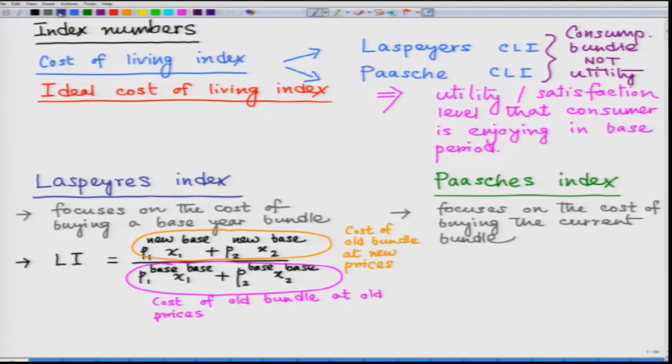So, what does it mean in words? If I want to interpret this formula in words, then it will become: change in income required to keep the old consumption bundle affordable at new prices.